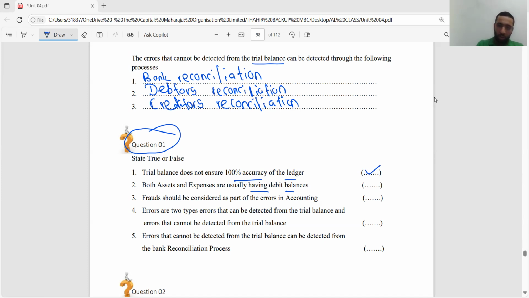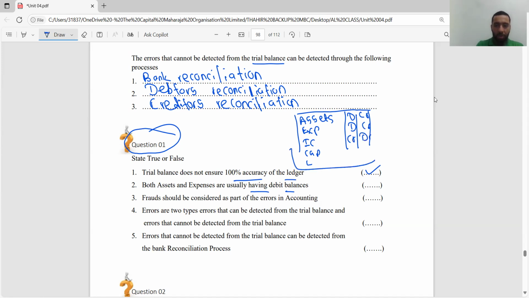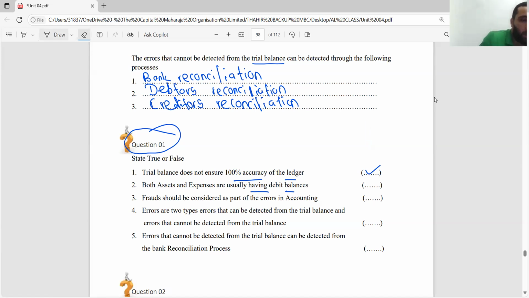Yes. Can you remember the chart that I gave you? Assets, expenses, income, capital, liabilities. Debit, increase debit, decrease credit. Increase debit, decrease credit. This is credit, this is debit. Can you remember this chart? This chart is very, very important. You have to keep it in your mind. According to that chart, assets and expenses are always debit.